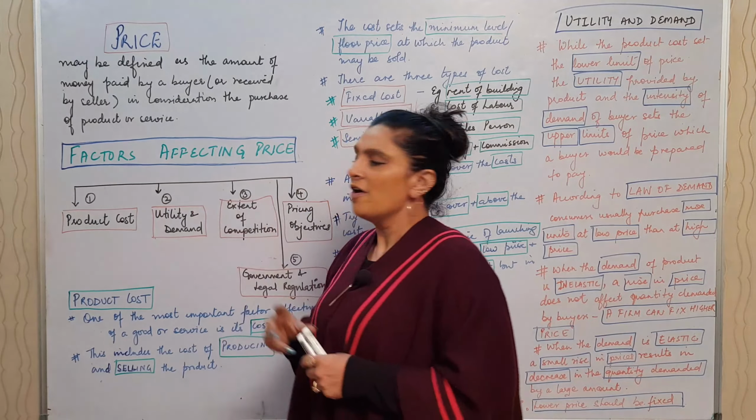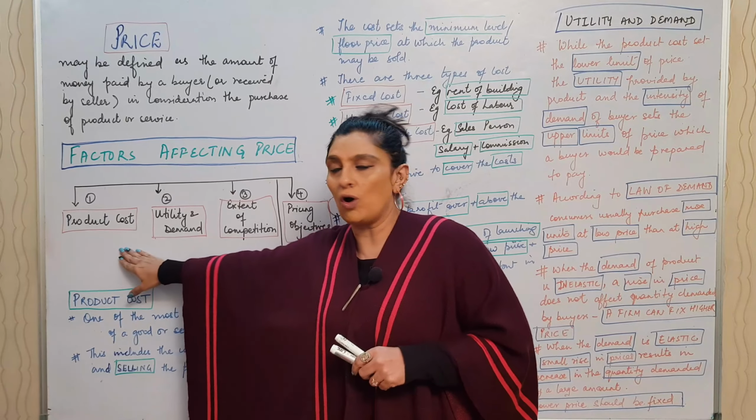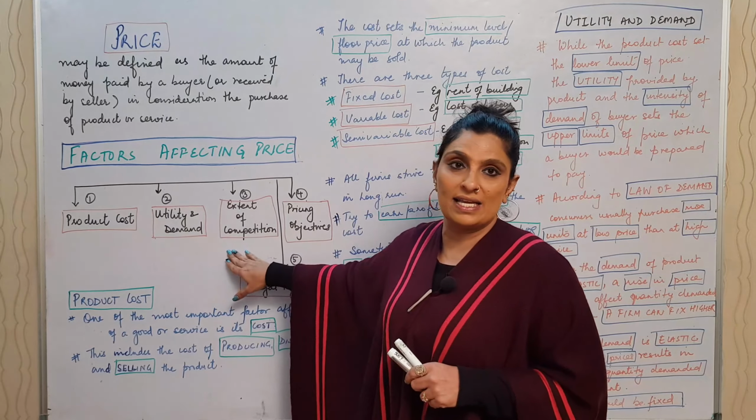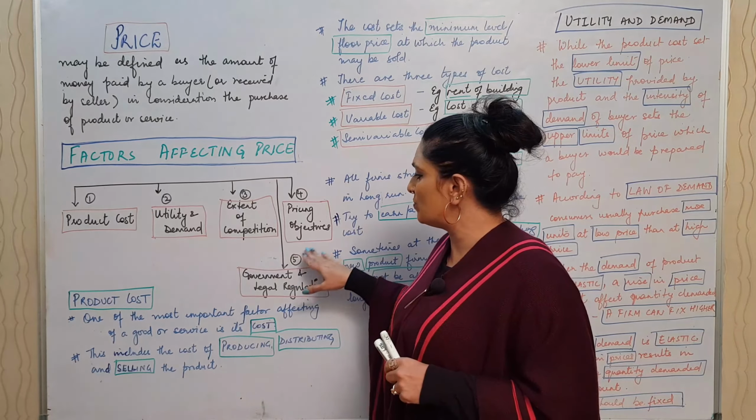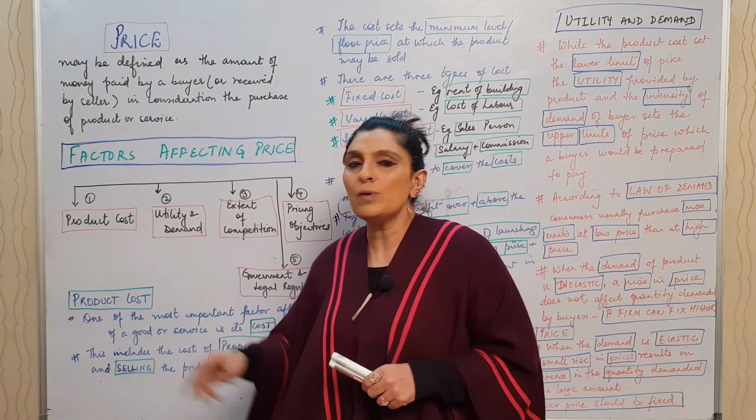Next we go on to the factors affecting price. The first factor affecting price is product cost, second is utility and demand, third is extent of competition, fourth is pricing objective, and fifth is government and legal regulation. Starting with the product cost.